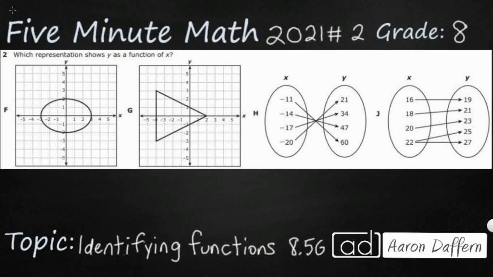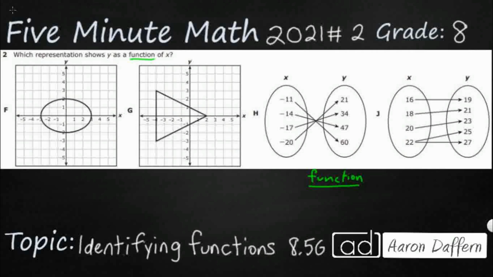So we have two graphs and two different mappings here, and we are simply looking at which one shows y as a function of x. And so we don't necessarily have any definition there. So let's just go ahead and define that because there's no context clues really. It's nothing on our mathematics chart. We just need to know what it is.